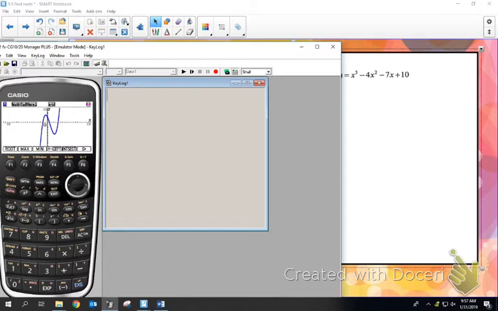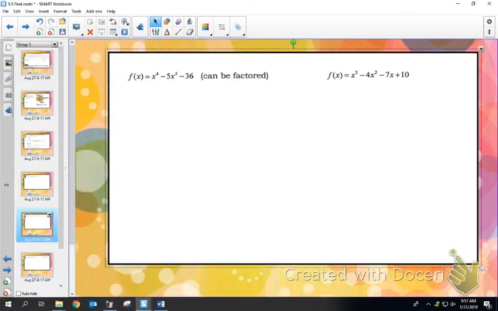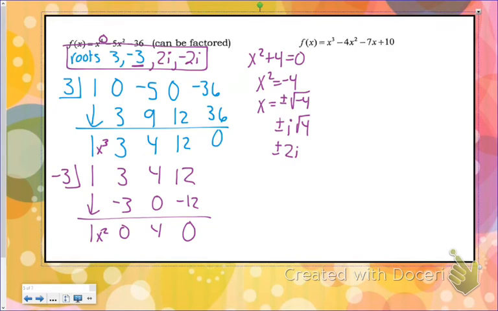So my first root is negative 2. My second root is 1. And my last root is 5. So on this one, you actually don't have to show your synthetic division. On this one, you just found all your roots using the calculator.